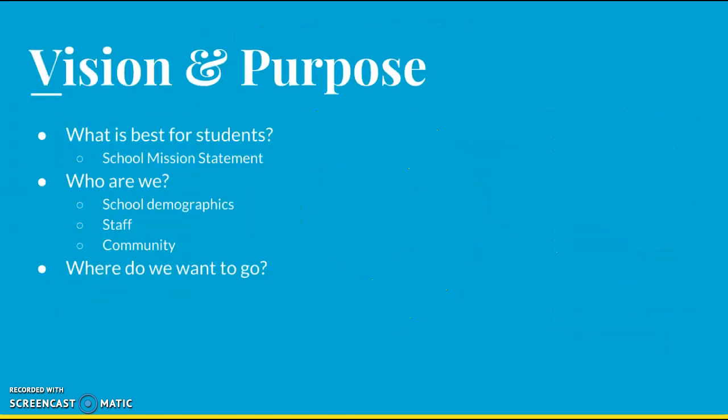For our first step, vision and purpose, we would determine what is best for students, and we'd use our school mission statement to guide this. We'd also decide who we are by using our school demographics, learning about our staff and our community. And then we would determine where do we want to go, where do we see us in the future.